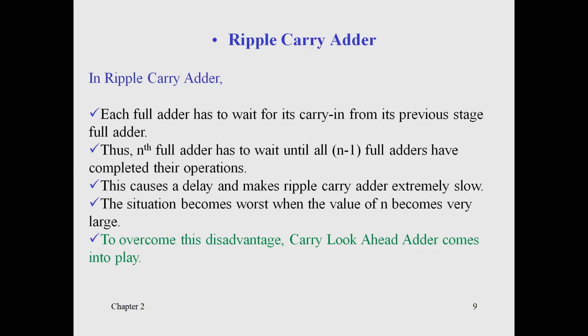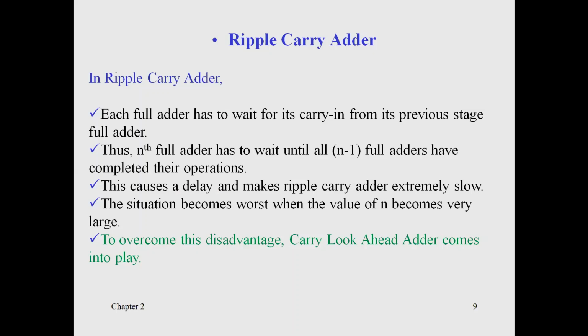In a ripple carry adder, each full adder has to wait for its carry in from the previous stage. Thus, the nth full adder has to wait until all n-1 full adders have completed their operations. This causes a delay and makes the ripple carry adder extremely slow. The situation becomes worse when the value of n becomes very large. To overcome this disadvantage, the carry look ahead adder comes into play.